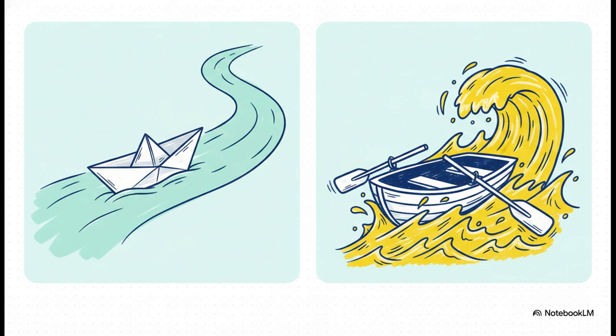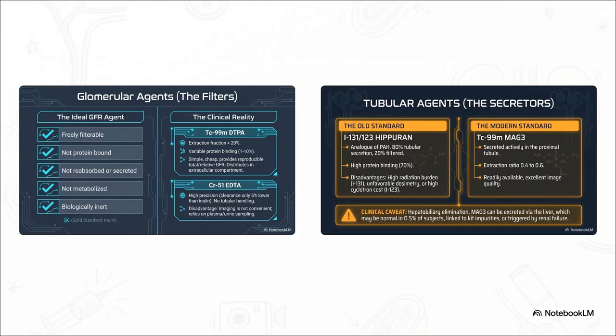This is an aggressive, energy-consuming process where the tubular cells actively pump the tracer out of the blood and into the urine. It is quite literally the difference between effortlessly floating down a lazy river versus actively rowing a boat against the current. And here's how these two different mechanisms play out in clinical reality.